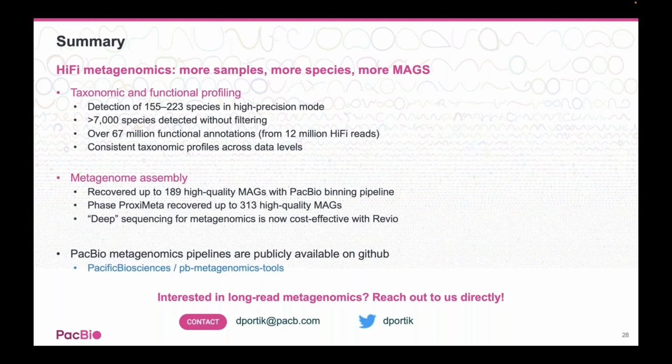And the last thing I want to emphasize again is that deep sequencing for metagenomics is now cost-effective with Revio. You can run more samples with higher throughput for less cost.